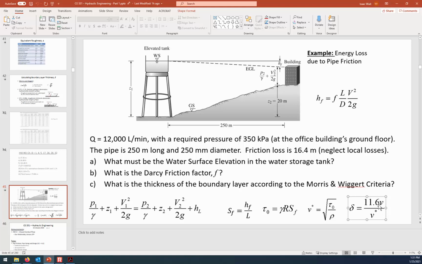You think about the units of this formula, the Morrison-Wiggert criteria. The kinematic viscosity of water has units of meters squared per second. And remember, the typical kinematic viscosity of water at standard temperature is 1 times 10 to the minus 6 meters squared per second. And then you'll divide that by the shear velocity that you calculate here. And of course, the typical density of water is 1,000 kilograms per cubic meter.